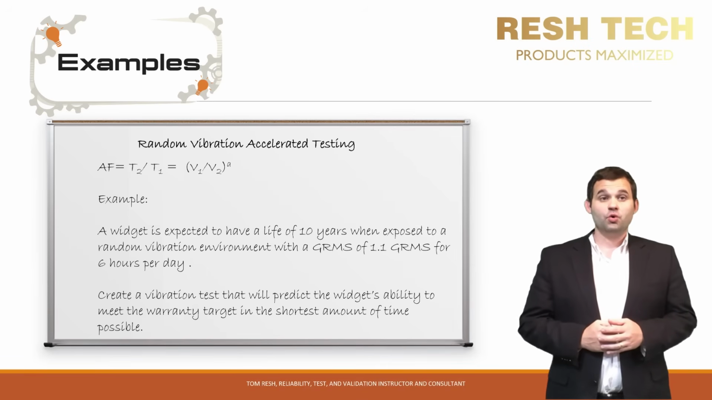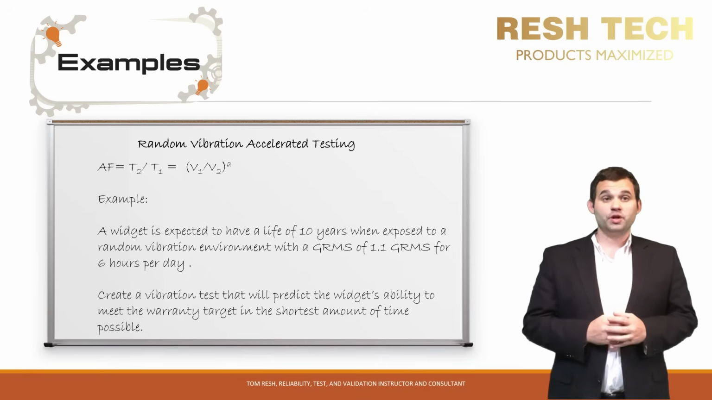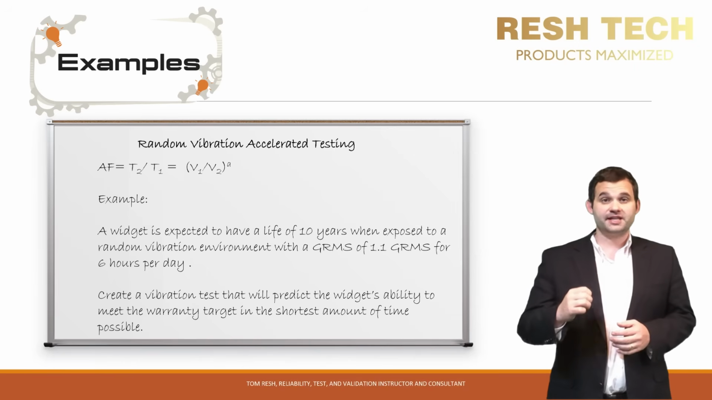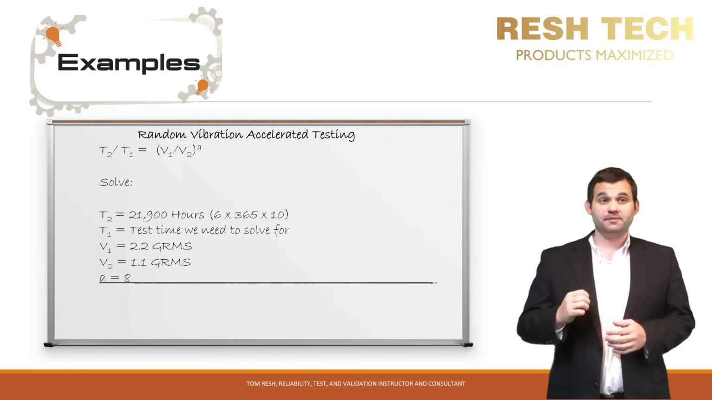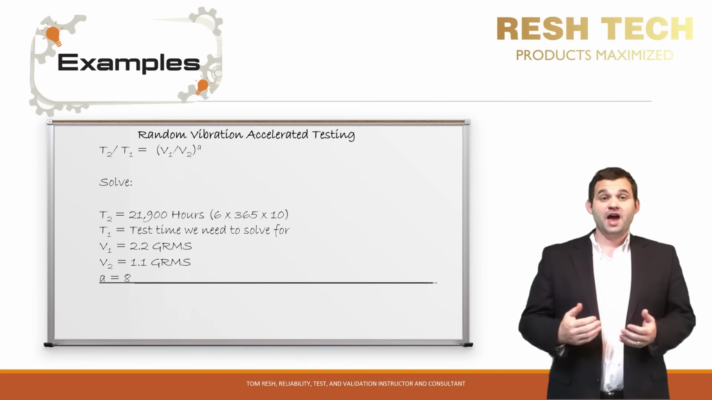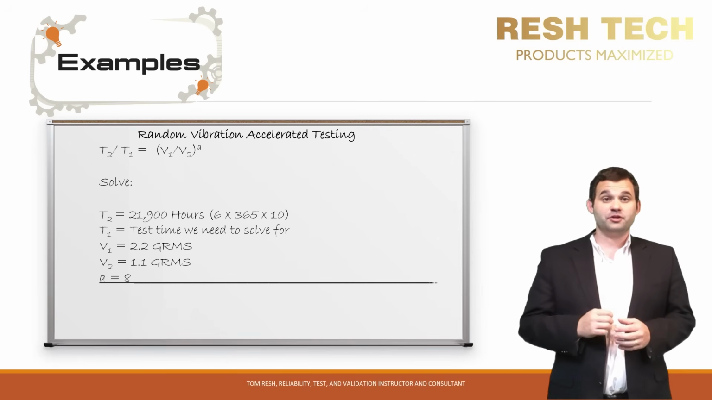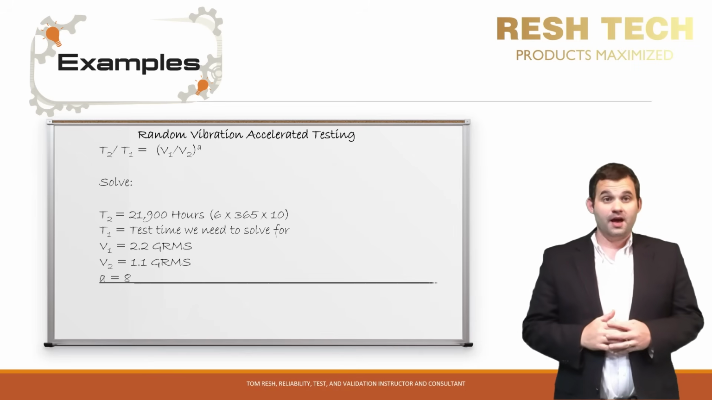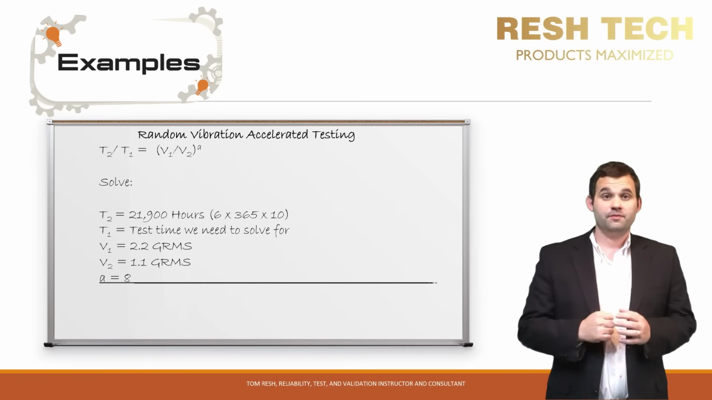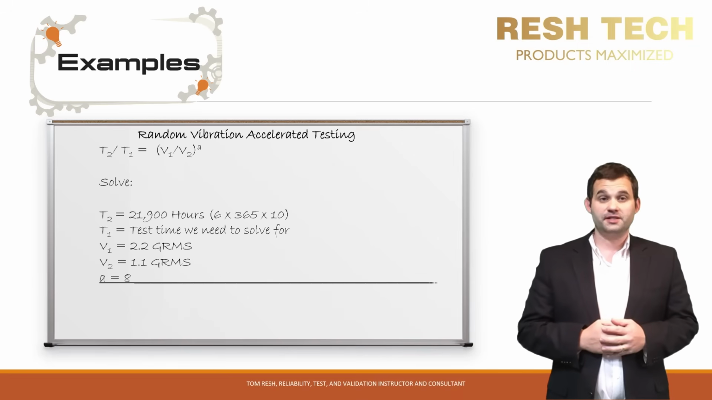For this example, we know that T2 equals 21,900 hours, which is 6 hours times 365 days times 10 years. T1 is the test time that we need to solve for. And for V1, we will use 2.2 GRMS. Many standards will say that you cannot exceed, or shouldn't exceed, a ratio of 2, so we are adhering to that rule of thumb in this example. And recall that our mission profile is 1.1 GRMS. We're going to use A equals 8.